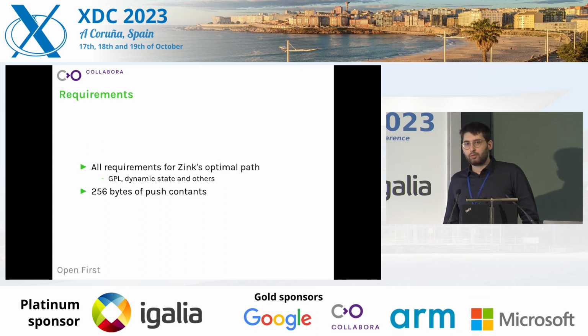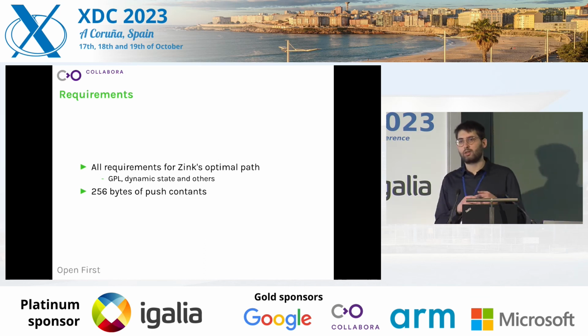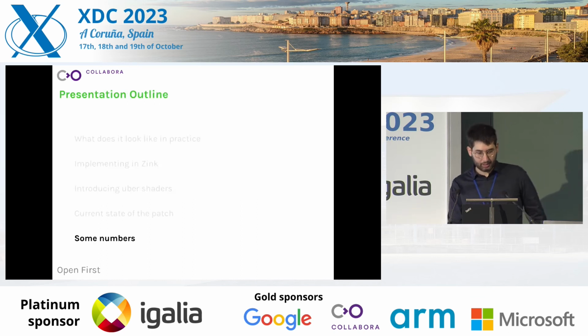So in order to use supershaders, there are some requirements. First of all, we need GPL. So all the stuff that's required in Zink for the optimal path. Zink basically has this big divide between optimal path and non-optimal path based on feature set. We need the optimal path, so GPL, dynamic state, and other stuff. We also need 256 bytes of push constants. The reason is because in order to emulate GL clamp, we need to send sampler state to the shader, which is pretty big. And actually, I'm still not dealing with bindless textures, so that's not a problem.